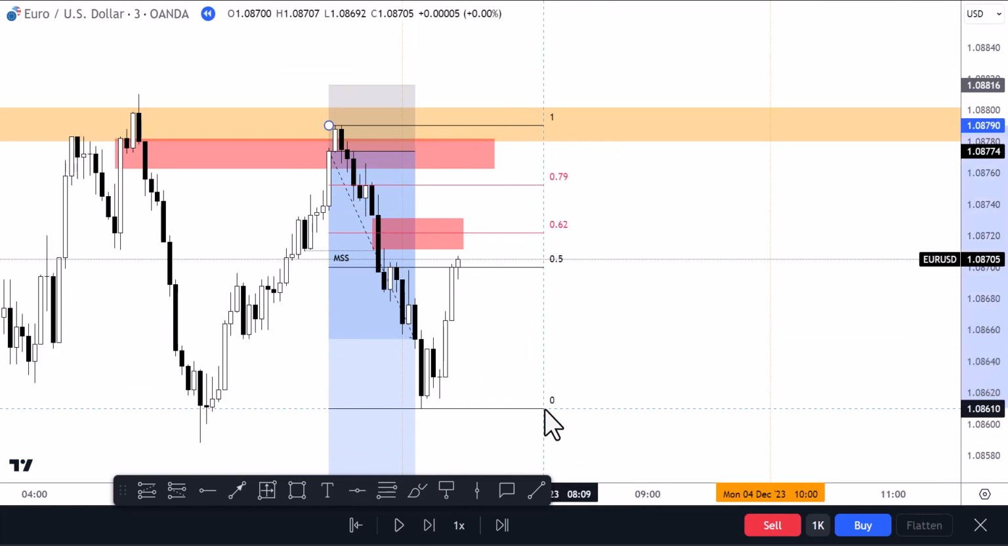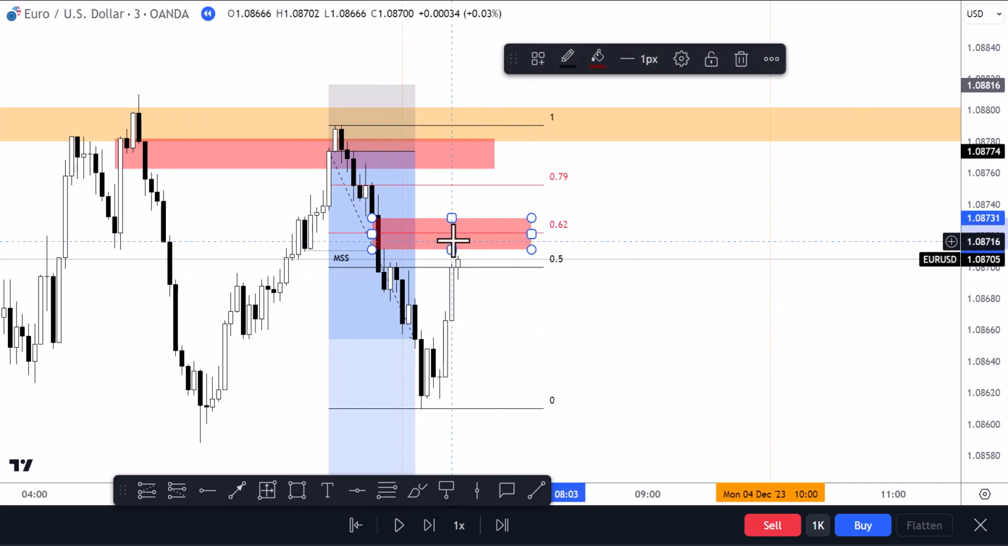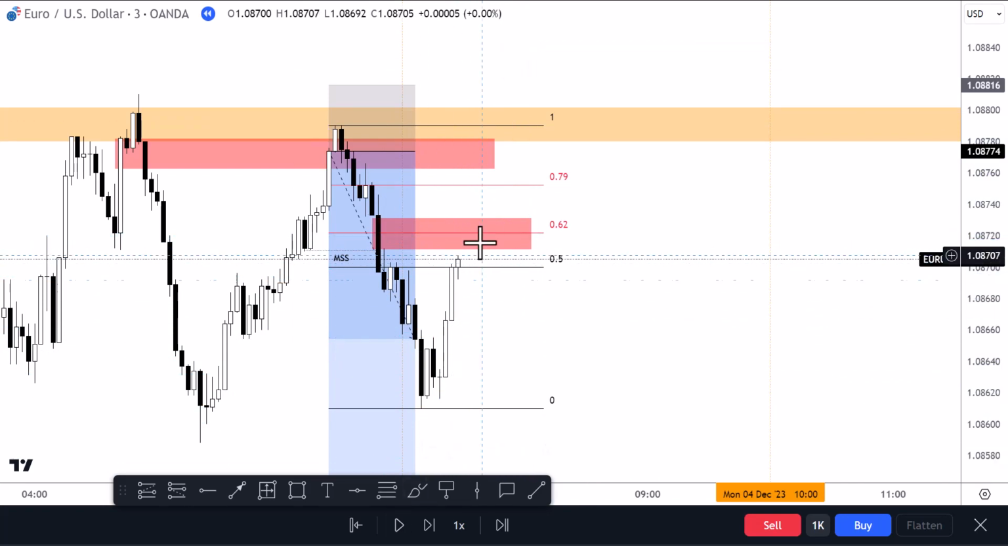So now we're gonna adjust our dealing range. So this is the new swing high to swing low. Price is running up into our premium level. So let's see if we get an entry into the fair value gap.